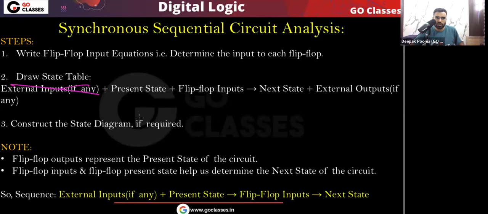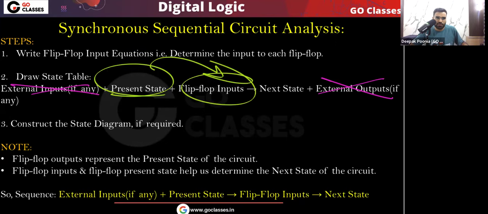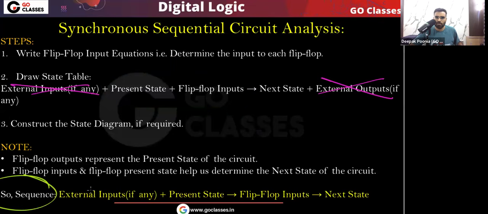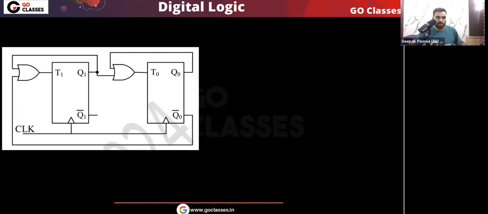So this external input is not there, and this external output is not there. In the state table, we will only draw columns for three entities: present state, flip flop input, and next state. What is present state? This is the flip flop output. Then first, from the present state we will find the flip flop input, then from these two we will find the next state. This is the computation sequence. Everything I have written here is in the analysis of synchronous sequential circuit. So let's solve this question now.